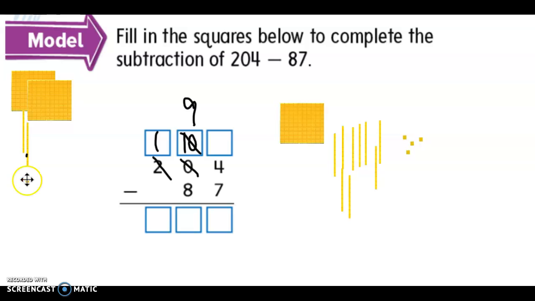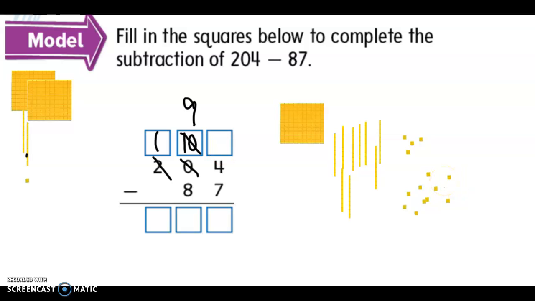What do we get if we trade in a tens block? How many ones will that be? Well, it does take 10 ones to equal a 10. So 1, 2, 3, 4, 5, 6, 7, 8, 9, and 10. So I just got 10 more ones.